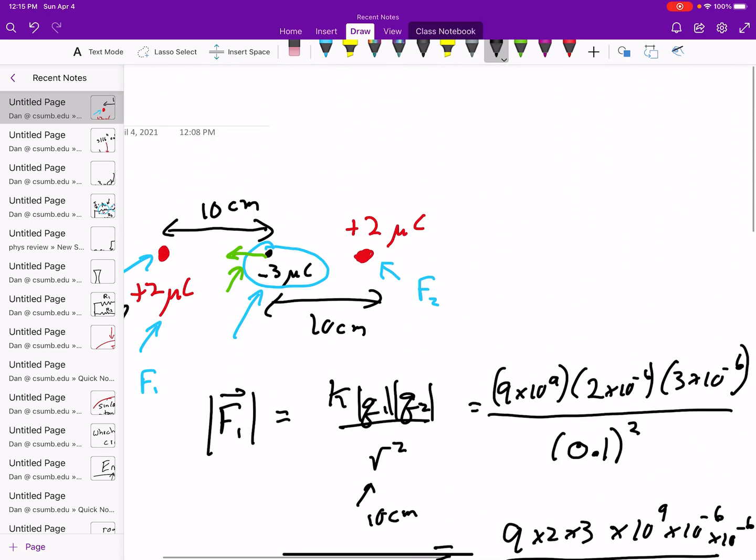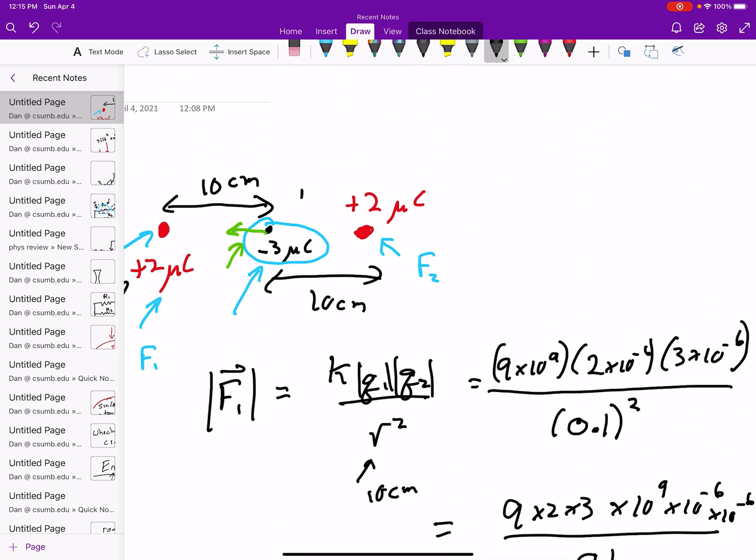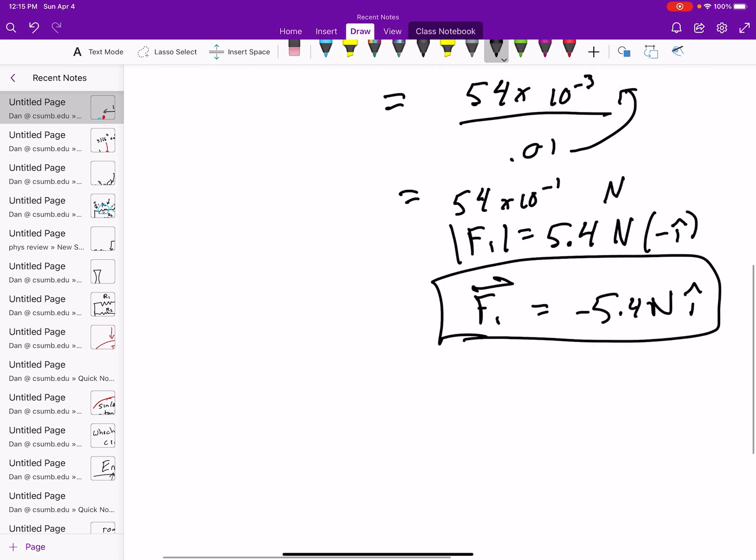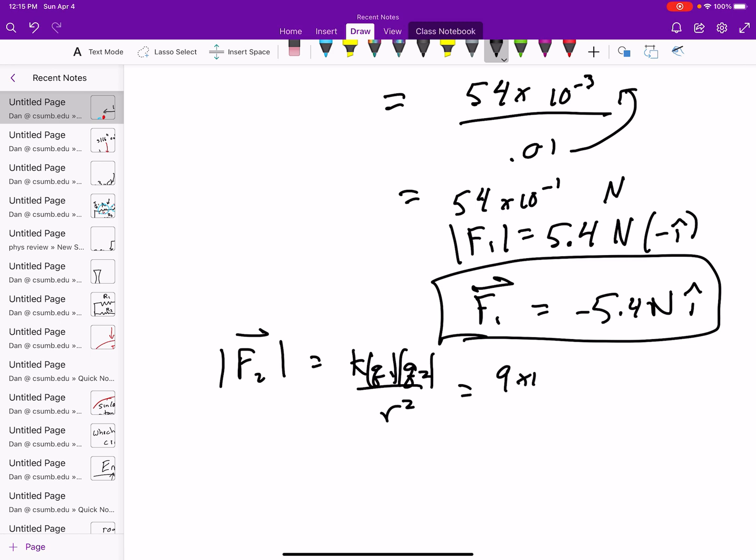Now I want to do the same thing for F2. F2 again is the force that this charge experiences as a result of attraction to that charge. And it is going to be an attractive force. And that means it's going to experience a force to the right. I could go through the same thing, and I will. I could say, okay, F2, the size of it is equal to, of course, K, Q1, Q2 over R squared. Put the right absolute value signs in there. And again, I have 9 times 10 to the 9th times 2 times 10 to the minus 6th times 3 times 10 to the minus 6th.